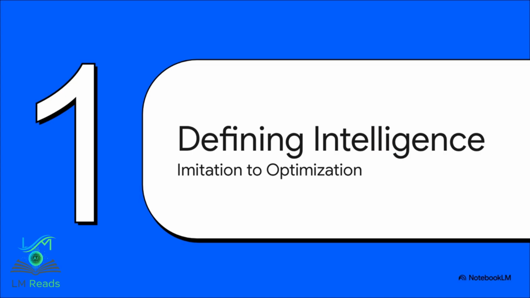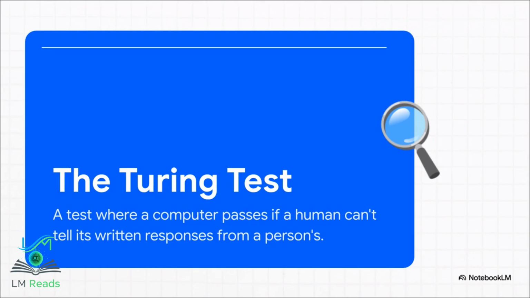Okay, so our first step is to try and define intelligence. And to really get where we are now, which is all about optimization, we have to go back to the beginning. Back when the goal wasn't to be perfect, but just to be a really, really good copycat. And that brings us to the famous Turing test, cooked up by Alan Turing way back in 1950. For the longest time, this was the benchmark. The whole idea was pretty simple. If a machine can fool a person into thinking it's also a person, well, then it must be intelligent. It's the ultimate imitation game.